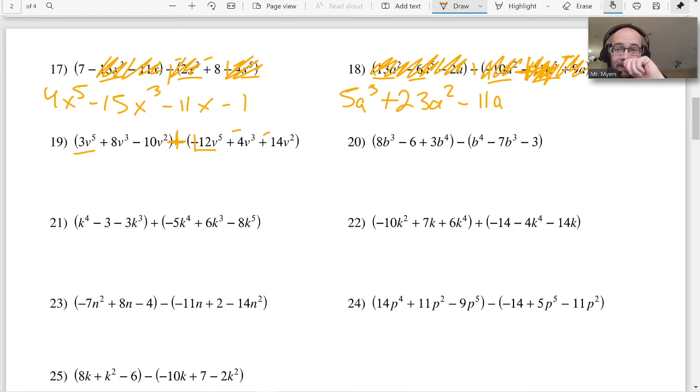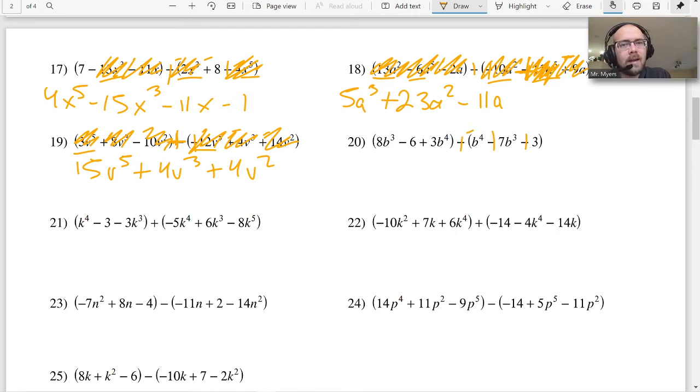3√5 plus 12√5, so that's 15√5. √5. Got √3 plus 4√3. Boom, boom. And then we've got √2 plus 4√2. All right, I'm going to start speed running this a little bit as we go here, and just start finishing out this document here.